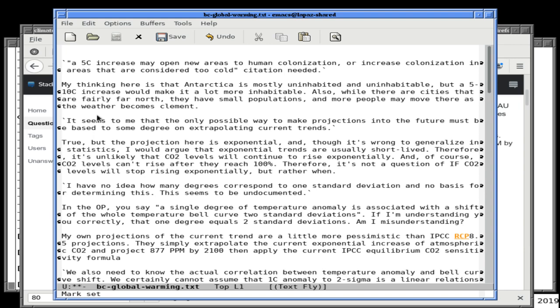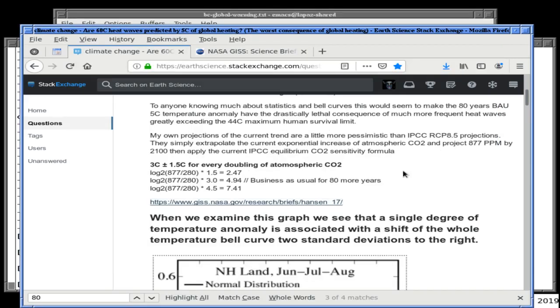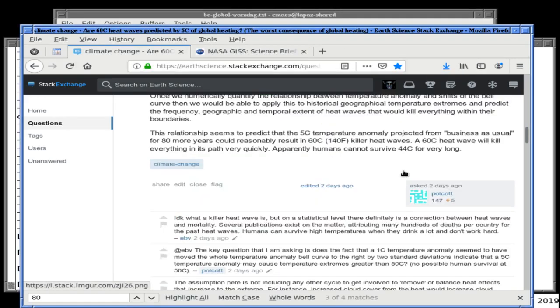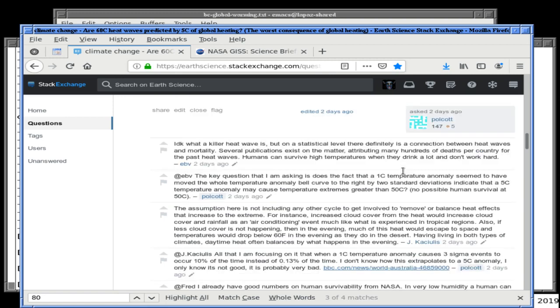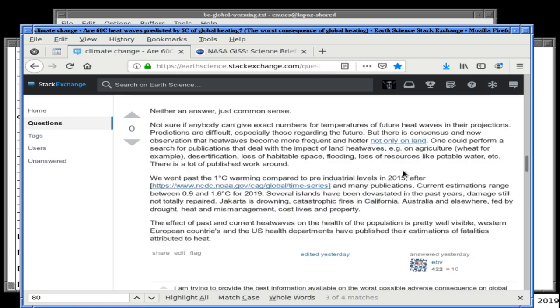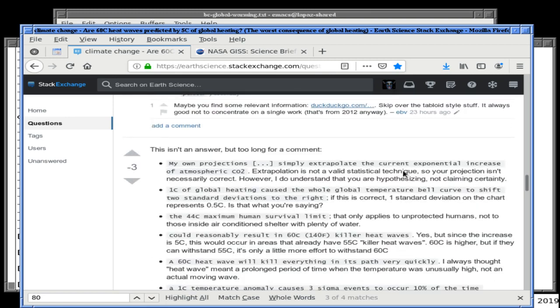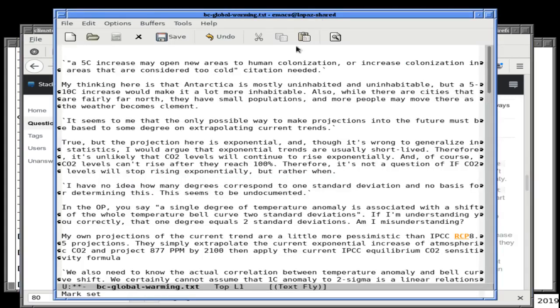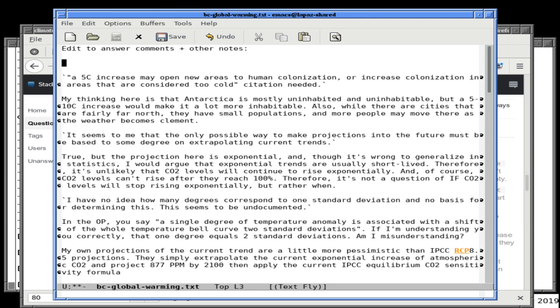So now I need to frame my answer here because I already have one. Let's see. And then I'll put it above the top line. So I'll say, edit to answer comments, and plus other notes. Wait, that's random as hell. I want to be careful here.